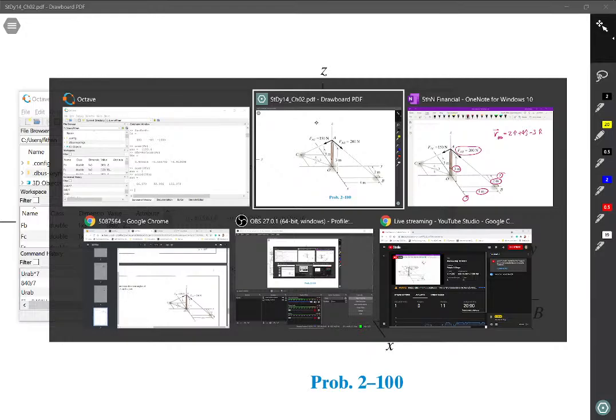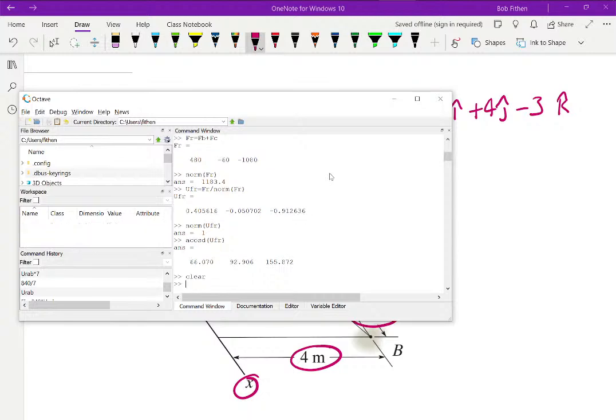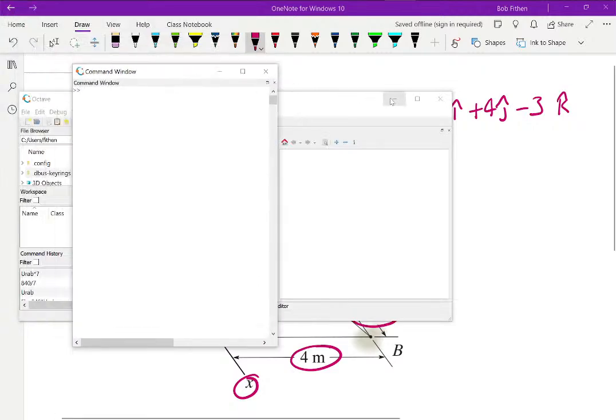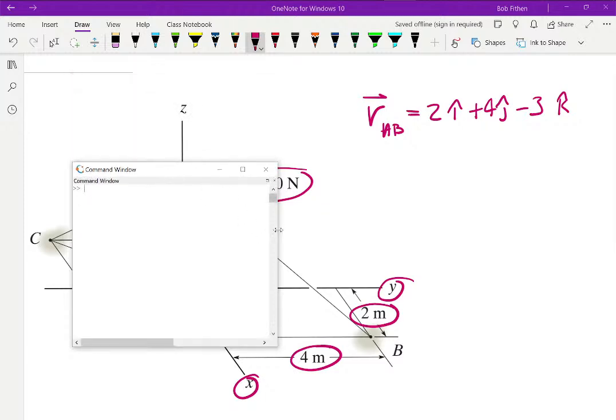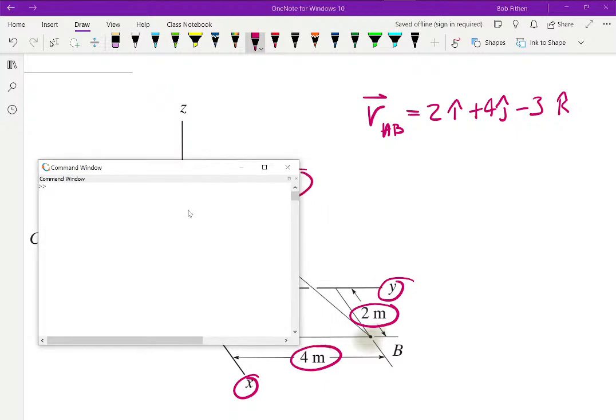Let me make sure I can line these back up. Okay, so here's what I'm going to do. I'm going to clear everything out of here. Oh shoot, I don't know if I'm going to be able to remedy that situation, but I've got just the command window. I'll figure out how to remedy that at the end of this video. So RAB is equal to 2, 4, and minus 3.